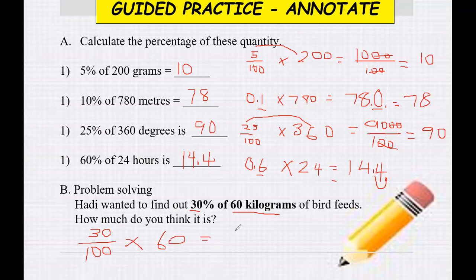So 3 times 6. Can you tell me what is 3 times 6? Okay, 18. And how many zeros do we have left? 2 zeros divided by 100. Since I have 2 zeros here, I will cancel that one also. So the answer is 18 kilograms. Okay? I hope you understand.